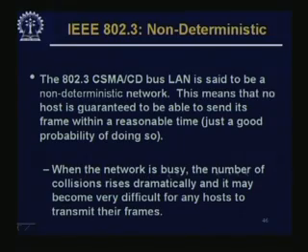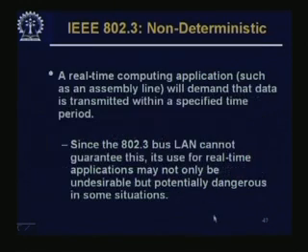So, when the network is busy, the number of collisions rises dramatically and it may become very difficult for any host to transmit their frame. This means it may not be absolutely suitable for a real time computing application, at least this bus type network, such as an assembly line, which will demand that data is transmitted within a specified time period. Since the 802.3 bus LAN cannot guarantee this, its use for real time applications may not only be undesirable, but sometimes potentially dangerous.